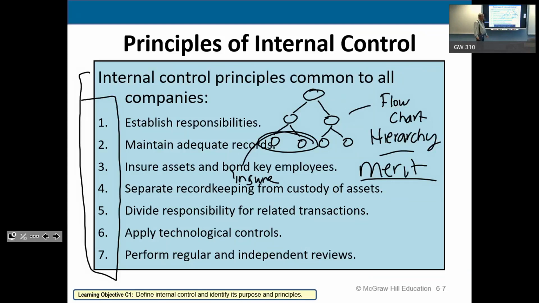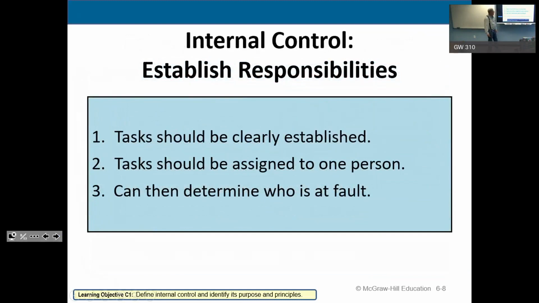Divide responsibility. Apply technological controls, cameras, and software. Perform regular and independent reviews. That means bring people in to review. Tasks should be clearly established.